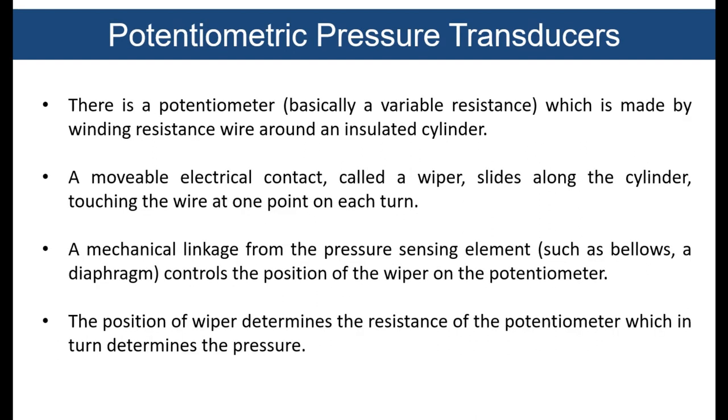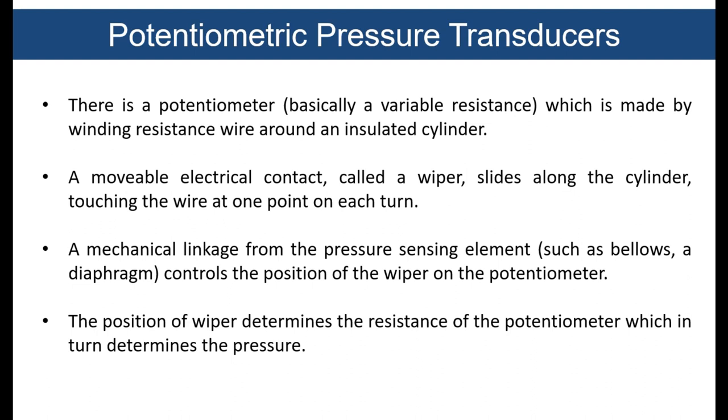Next we have the potentiometric pressure transducer. This is one type of pressure transducer after the strain gauge we have seen. A potentiometer is basically a variable resistance, which is made by winding resistance wire around an insulated cylinder. A movable electrical contact called a wiper slides along the cylinder and touches the wire at one point on each turn.